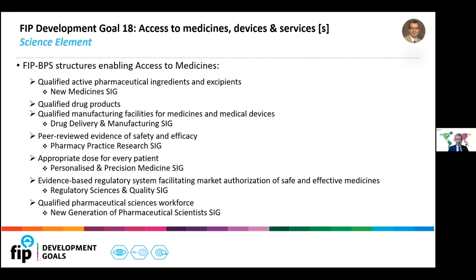We also want to make sure that we provide quality information on the safety and efficacy of our medicines and medical devices. It is important that decisions by regulatory authorities are made based on the peer-reviewed information of scientific evidence of safety and efficacy. So we have a group in our pharmacy practice research special interest group that is focusing on that, and combined with our colleagues in the regulatory sciences and quality SIG, we have frameworks in place that facilitates information sharing of quality medicine data that can be used for registration decisions by regulatory authorities. And this is an ongoing project with the World Health Organization that also provides scientific data to the World Health Organization for the essential medicine list.